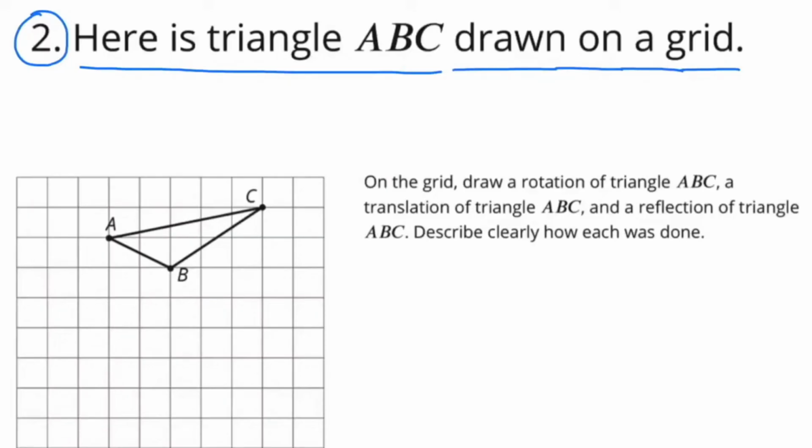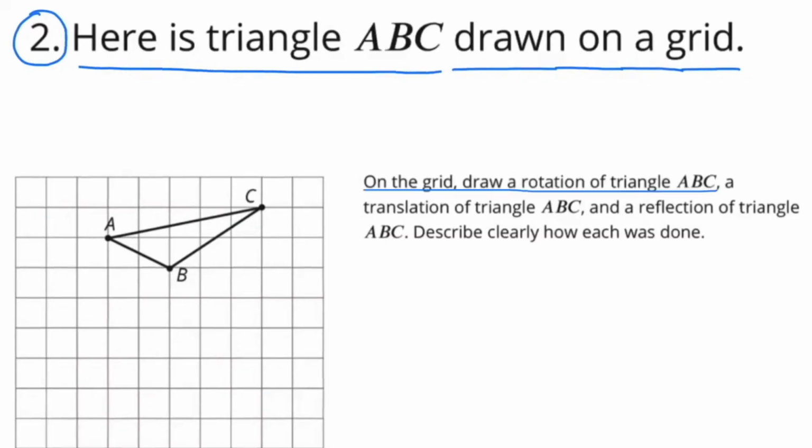Number 2. Here is triangle ABC drawn on a grid. On the grid, draw a rotation of the triangle ABC.